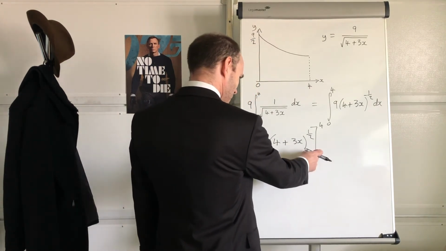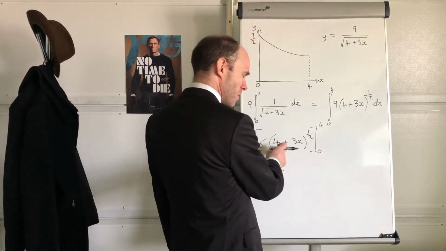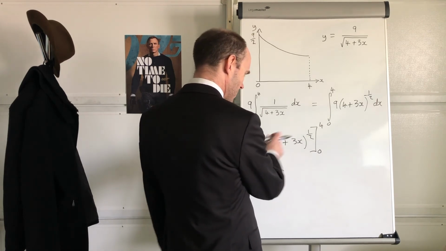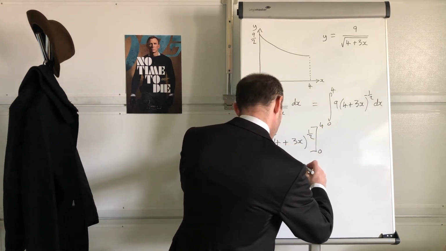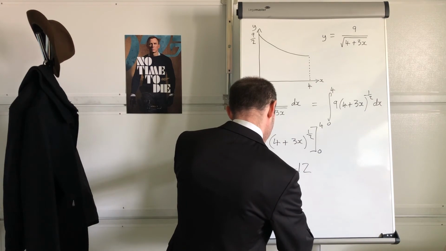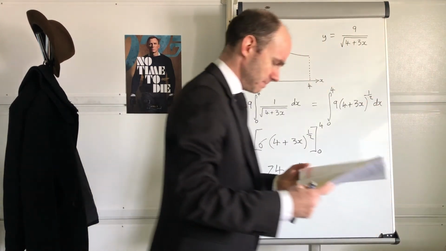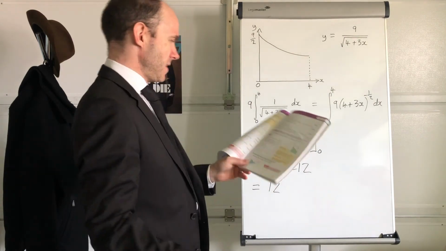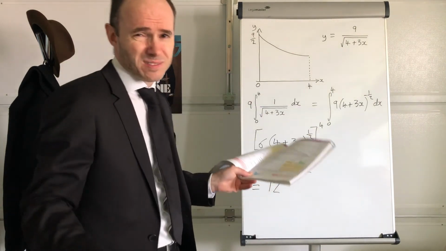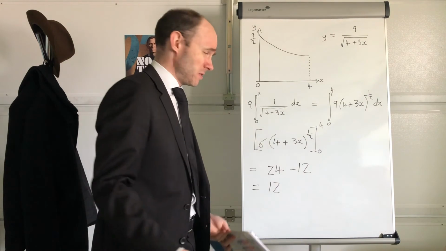And then put in 0, so you get 4 to the power of half, so the square root of 4 is 2, times 6 is 12. 24 subtract 12 gives you 12. That's it, done. There's not really much you can do that's different, to be honest.